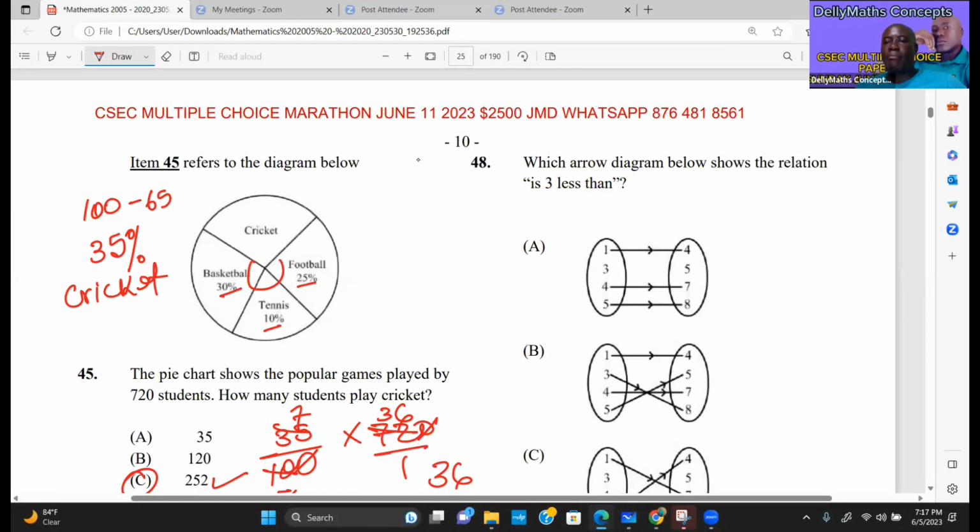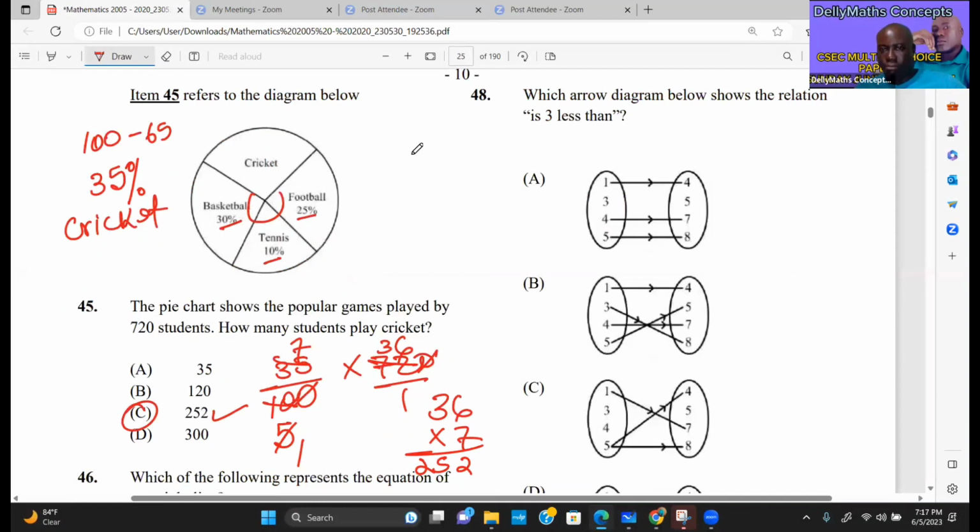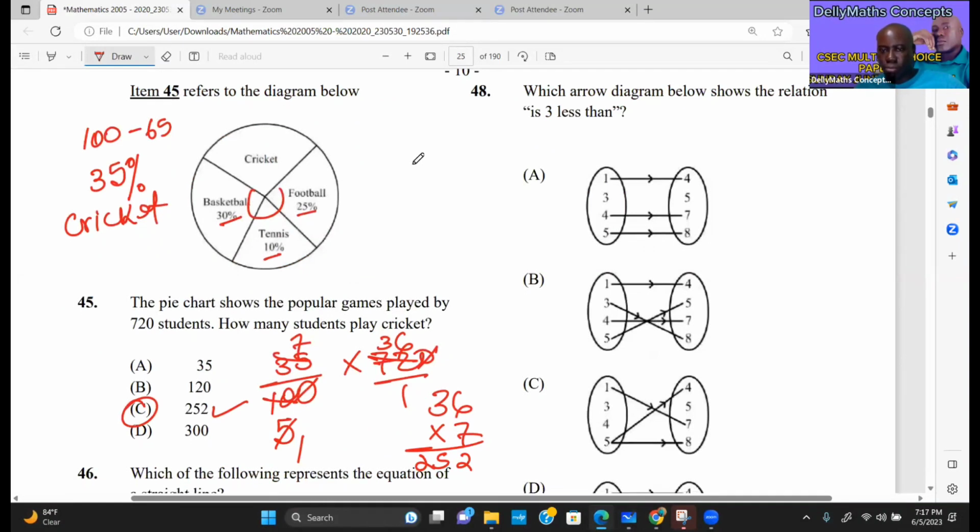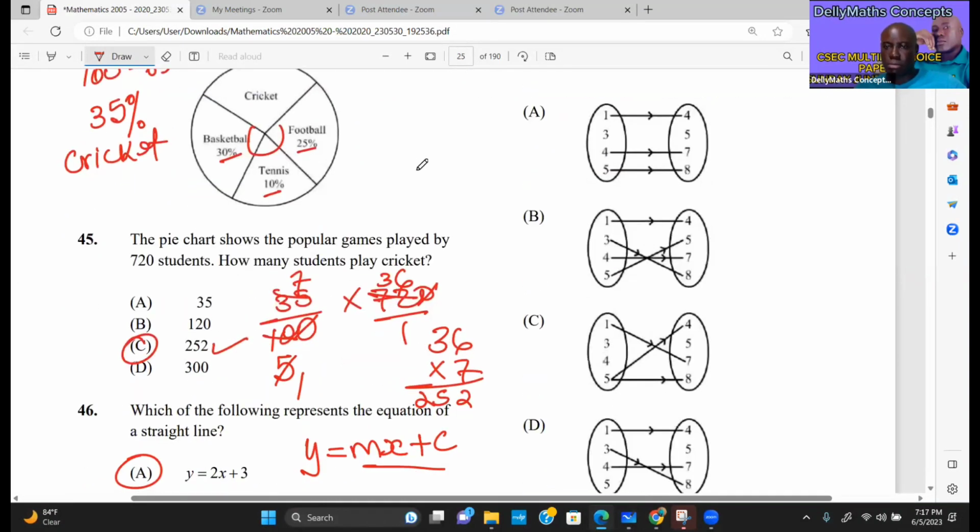Which arrow diagram below shows the relation is 3 less? 3 less. Follow the arrow. If you don't follow the arrow, you're going to get it wrong. You see this question, a lot of people are going to pick this.